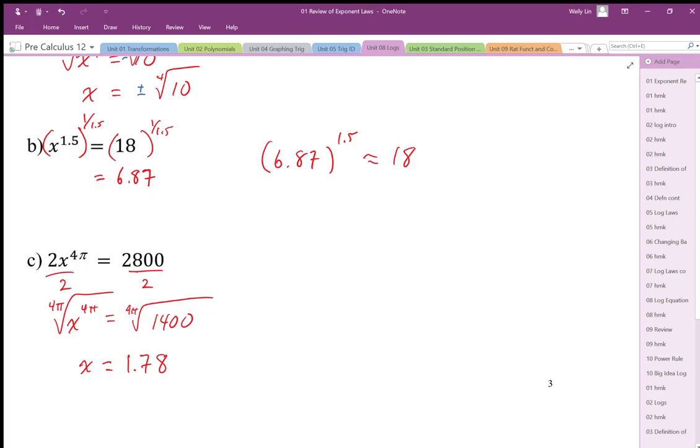Let's see here. Let's try that. 1.78 to the power, okay, so I'm getting 1,402. So that's about right. Okay, so the 1.78 is the right answer. And I could have again used this method here, but in this case I use the x root button on my calculator to get that.